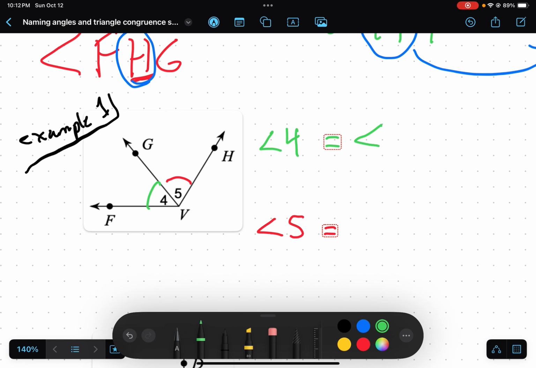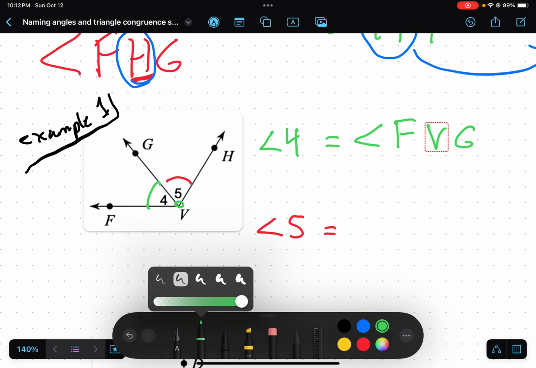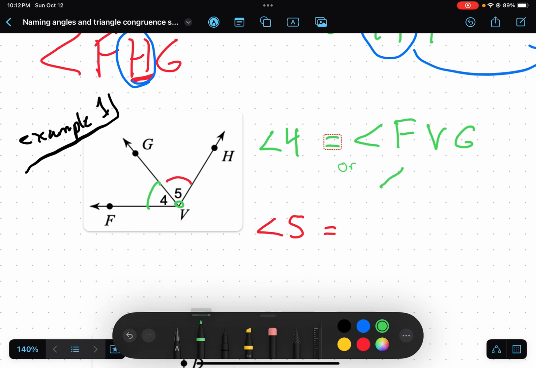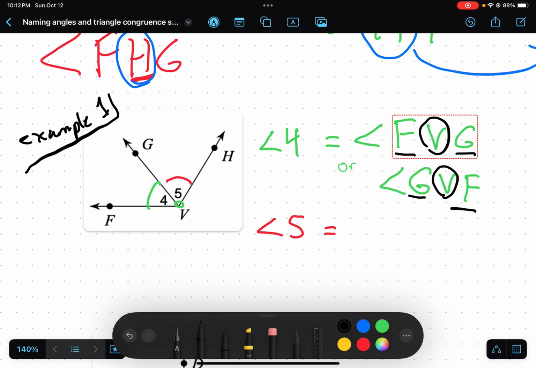Hopefully for angle 4, you said FVG. Or the thing that we could change, and I didn't say this earlier, sorry, I could also swap the G and the F. So I could have said GVF. The really important thing, which I did say before, is that the V has to be in the middle, right? But these other 2 letters can switch. It will still describe that green angle right here.